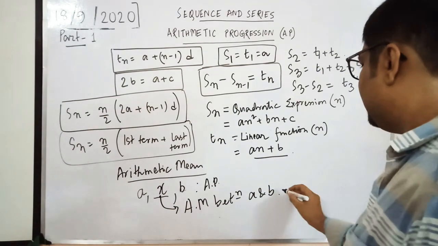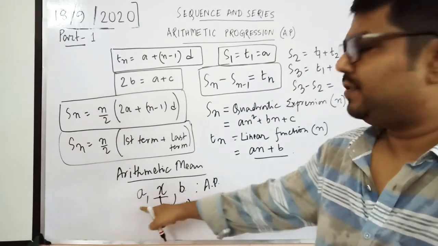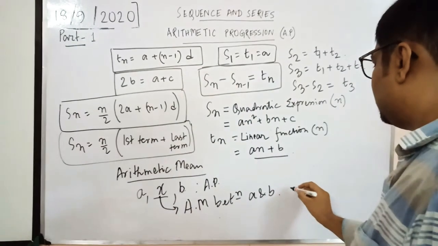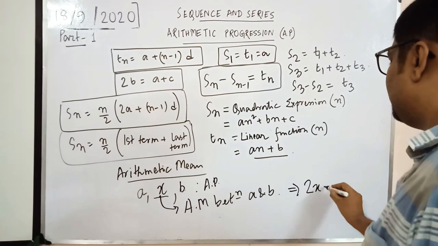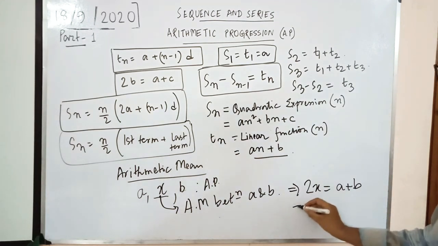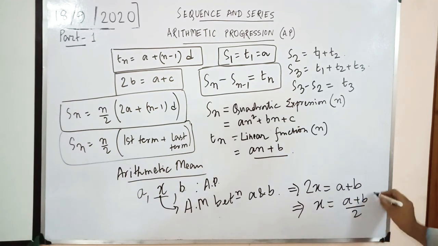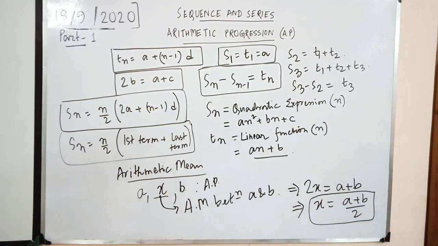So you know this condition: twice the middle number will be equal to first plus third. Look at this. It will be 2x equal to a plus b. And if this happens, then x becomes equal to a plus b by 2. So this is the formula for the arithmetic mean between two given numbers. You can find the arithmetic mean like this.